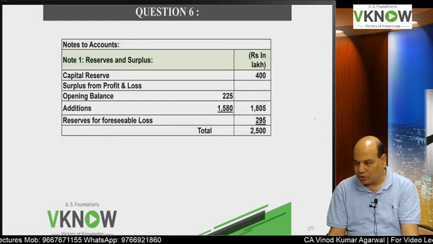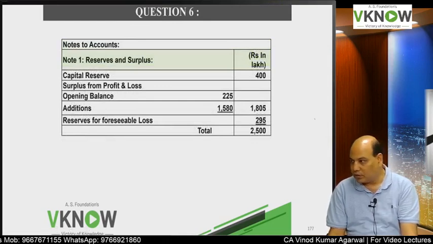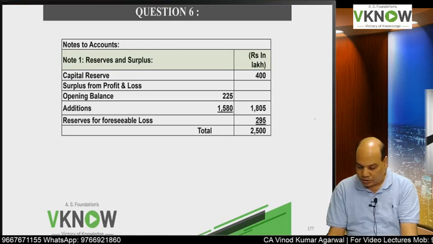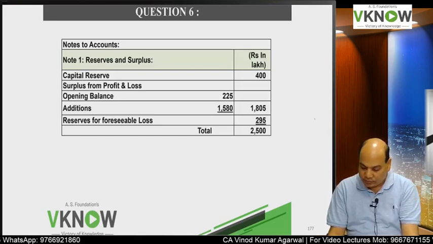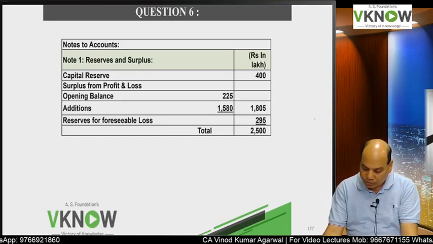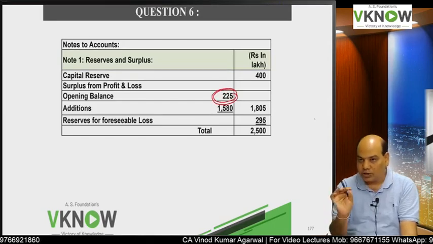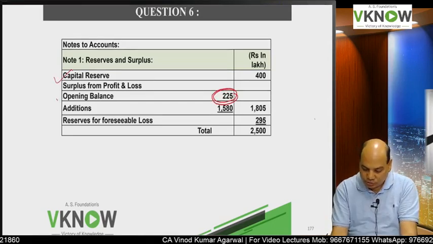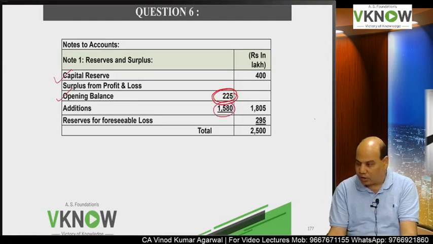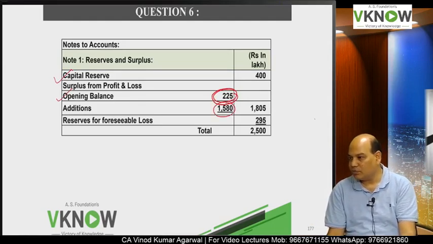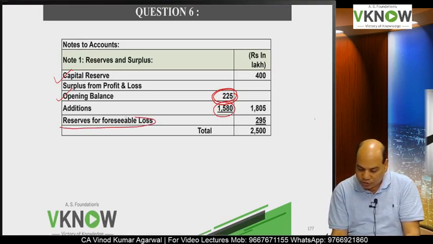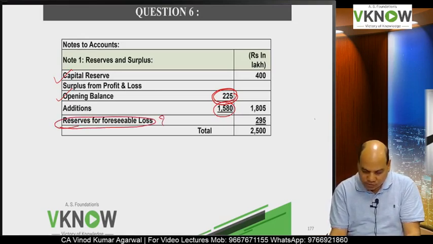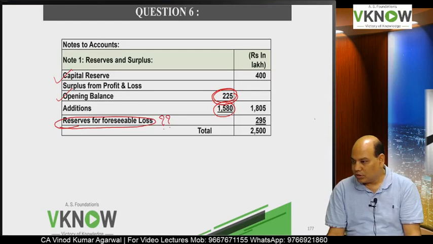In the notes to account, they have given you the breakup of reserve and surplus, in rupees in lakhs. We will also prepare the answer in rupees in lakhs. Capital reserve, surplus from P&L account, opening balance. So this will appear in the statement of changes in equity. Current year profit we will recalculate after some adjustment, and then we will add it in the SOCI. And there is a reserve for foreseeable loss. What is this? We will see, there is a note below. Okay.